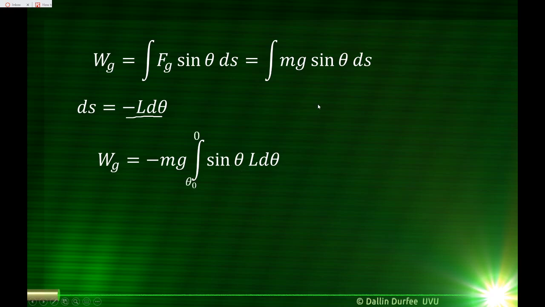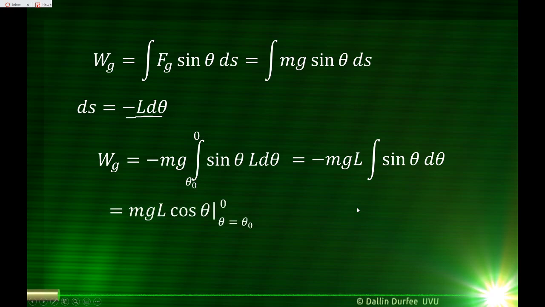I can pull out the L as well, and I'm going to integrate from my initial angle, theta naught, to 0 when I get to the bottom of the swing. So I pull out the L, and then it's just the integral of sine theta. The integral of sine theta is negative cosine, so it cancels the negative, and then I evaluate that from theta naught to 0. And so I get mgL times cosine of 0, which is 1, minus cosine of theta naught. Okay? Now that's my work.